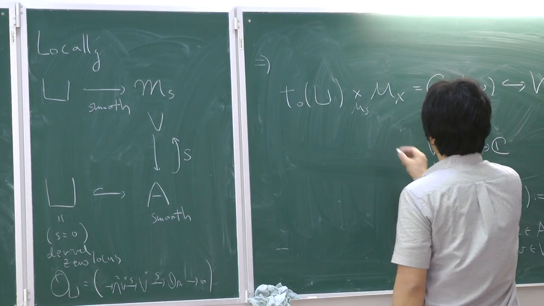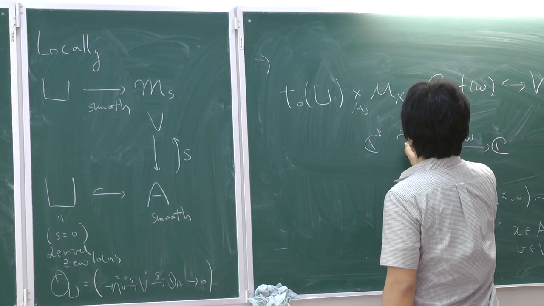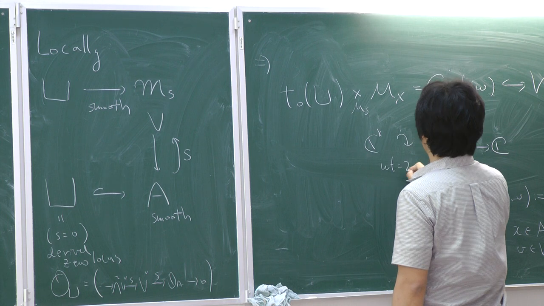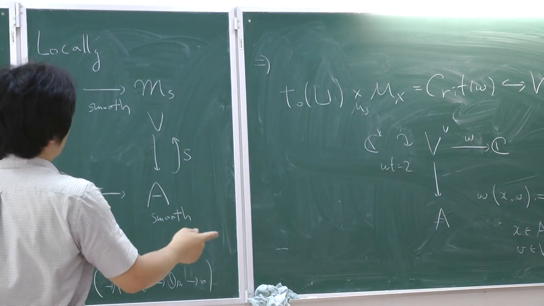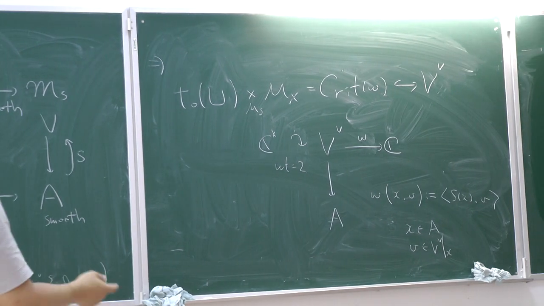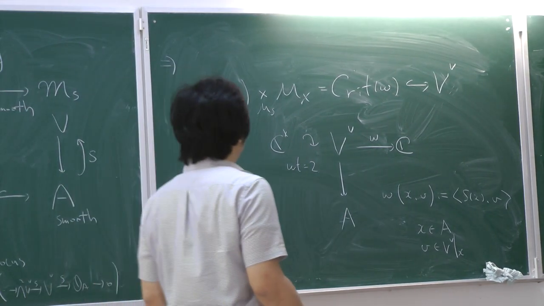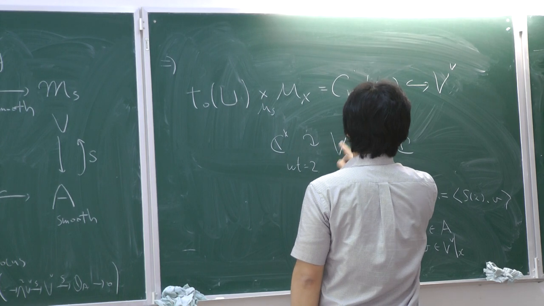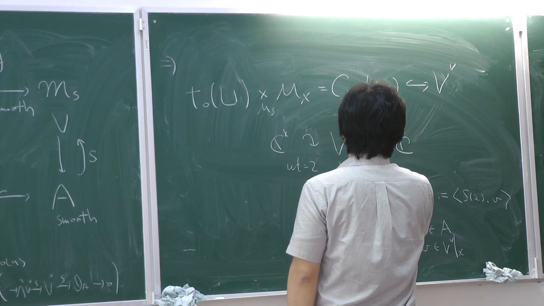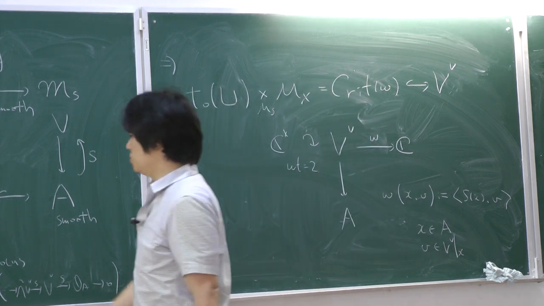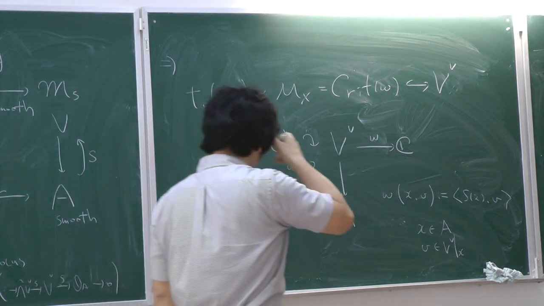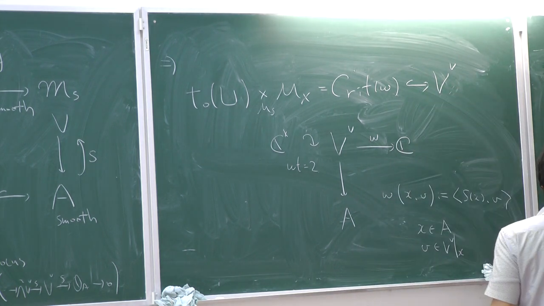But we also have some C-star action, with weight 2. And the point of this situation is that there is a close relationship between the category of matrix factorizations of W and the derived category of coherent sheaves on this affine derived scheme.